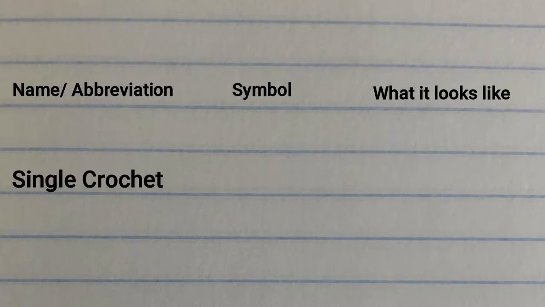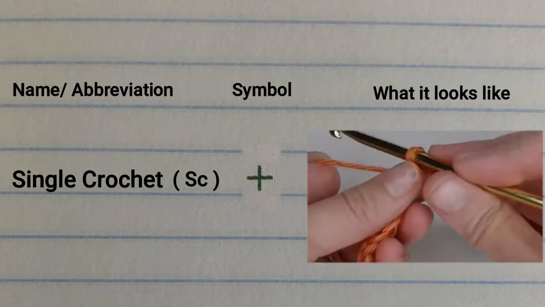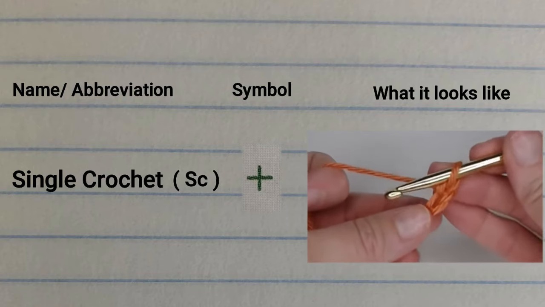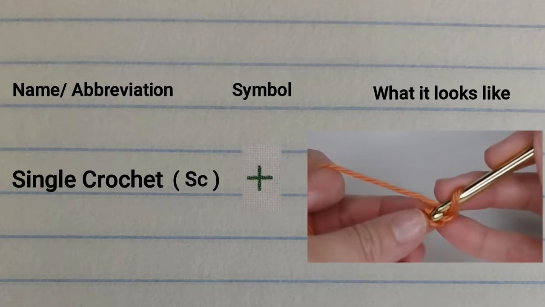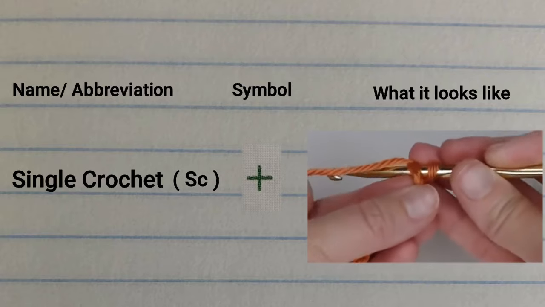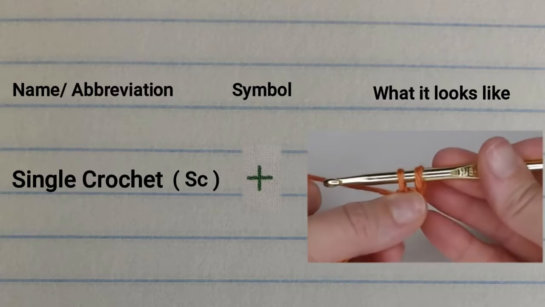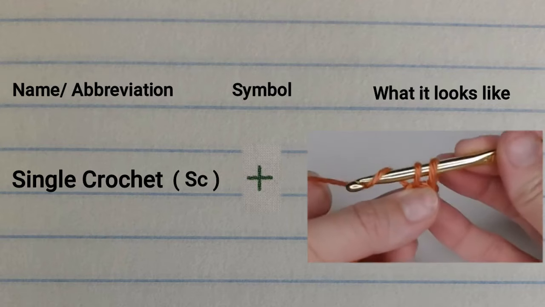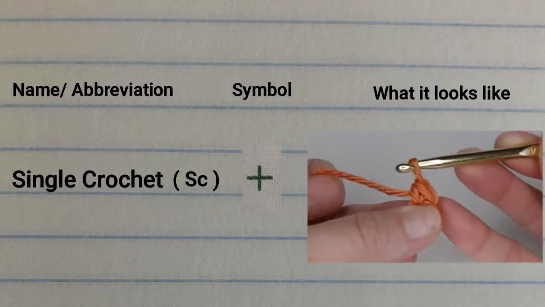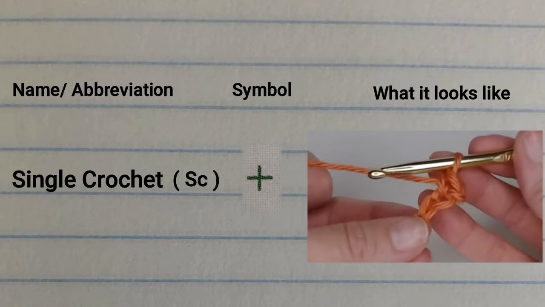Next we have the single crochet stitch. Here is the abbreviation for single crochet. Here is the symbol for a single crochet. And this is what a single crochet stitch actually looks like. You insert your crochet hook into the stitch, yarn over, pull through. You'll have 2 loops on your crochet hook, yarn over, pull through both loops, and that is one single crochet.